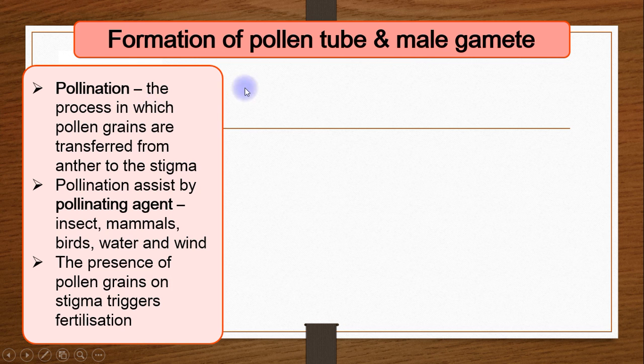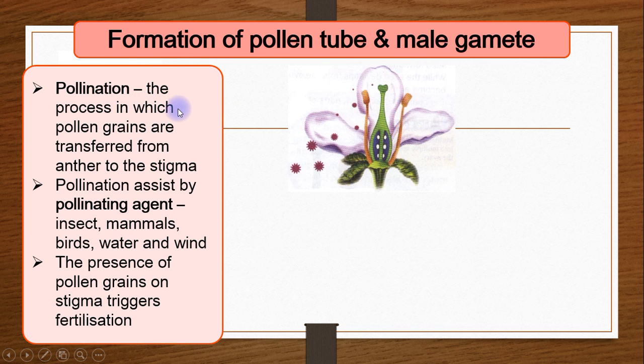First of all, we go to pollination. So what is the meaning of pollination? Pendebungaan. The process in which pollen grains are transferred from the anther to the stigma. Please remember, pollen grain is transferred from the anther. Why the anther? Because the pollen grain is produced there. To the stigma, which refers to the female part of the flower.